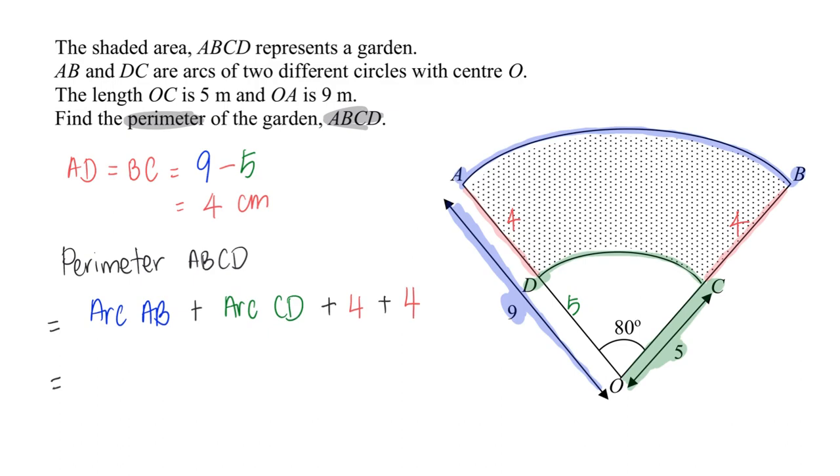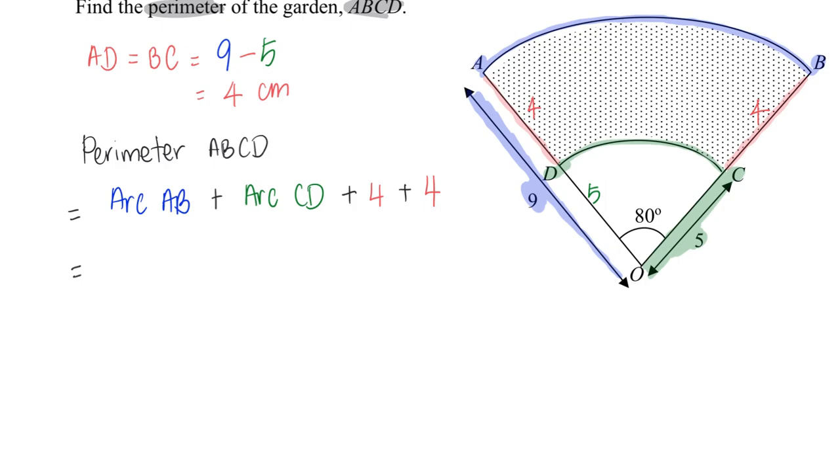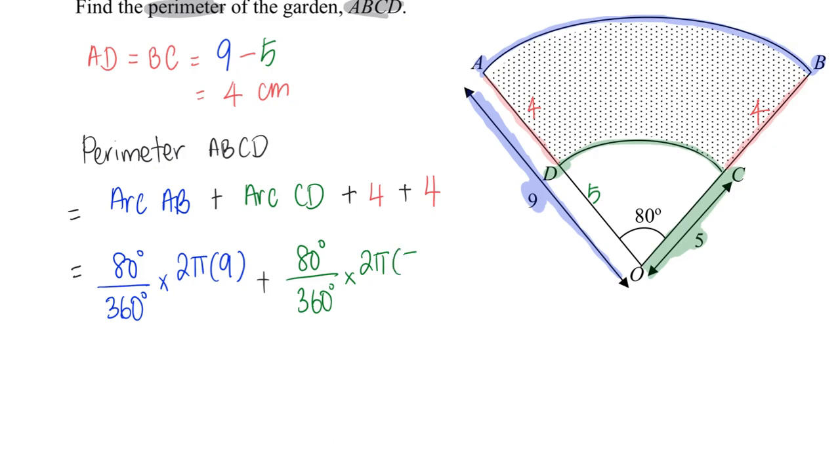Okay, so let's see. We are given the 80 degrees already, right? So it's 80 degrees divided by 360 multiplied by 2 pi, and the radius is 9 for arc AB. As for the green color arc CD, it is also 80 degrees, but the radius is not 9, it's 5. So this is something for you all to be careful of. Of course, we still need to add the 4 and the 4.